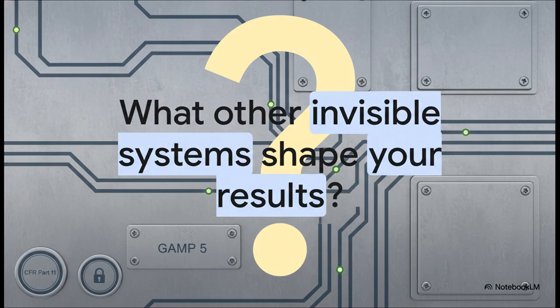So the next time you get an unexpected result, you'll know to think beyond just the prompt and the model. And that kind of leaves us with a final question to chew on. Now that you know about routing and defaults, what other invisible systems might be out there shaping the results you see every single day?